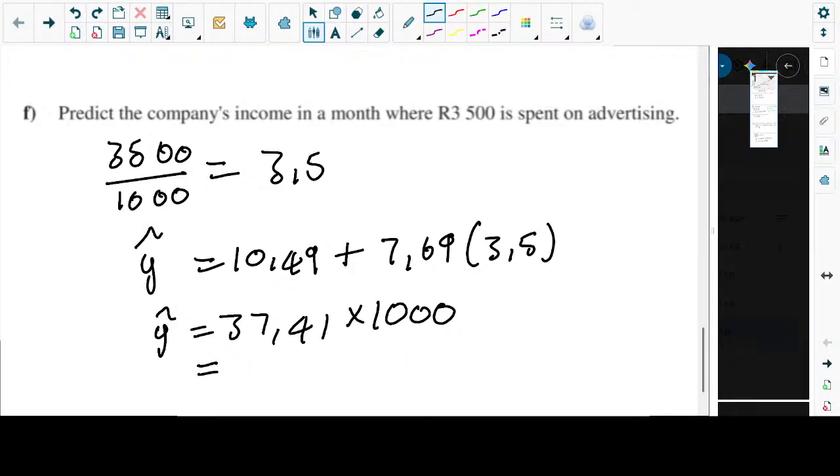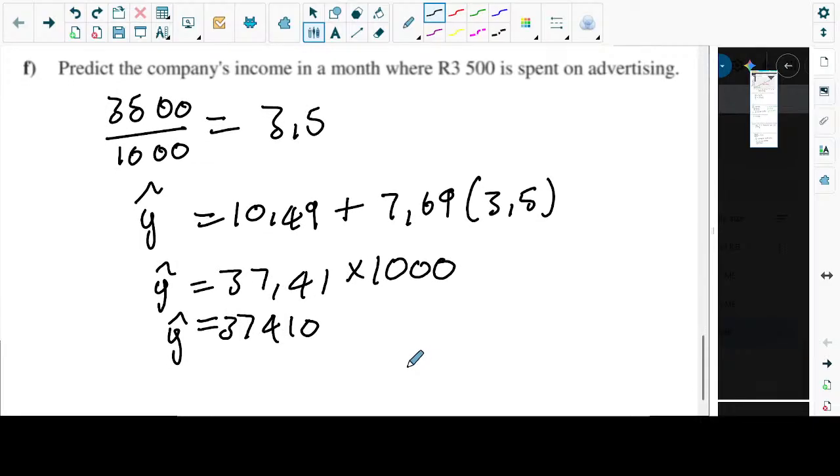So we're going to have our answer multiplied by 1,000. So you're going to get 37,410. Yeah. So if we spend 3,500, we're going to get as our income 37,410.